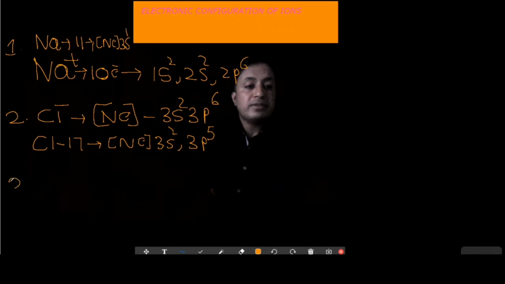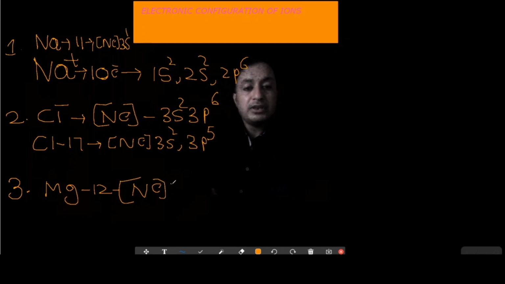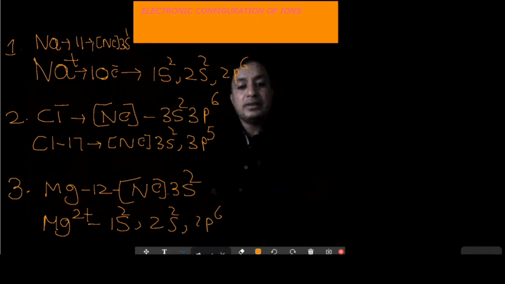Okay, one more example we can see, suppose one more element. I can take the example of magnesium. Now you know magnesium is having atomic number equivalent to 12, so its configuration is neon 3s2. Okay, but suppose you have to write the electronic configuration of Mg2+, that is magnesium ion, then the configuration changes to 1s2, 2s2, 2p6 only, because now 10 electrons are only left.